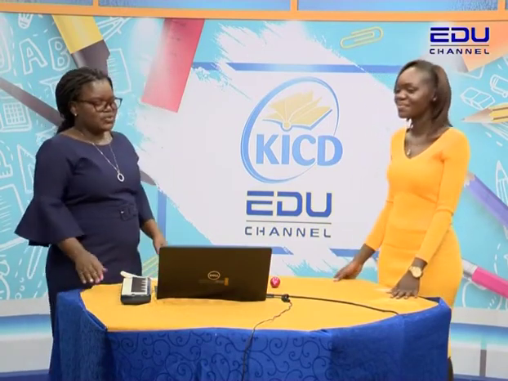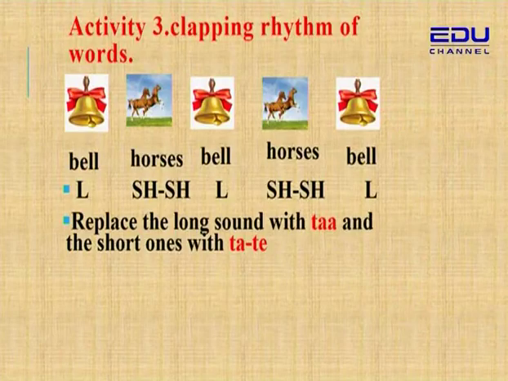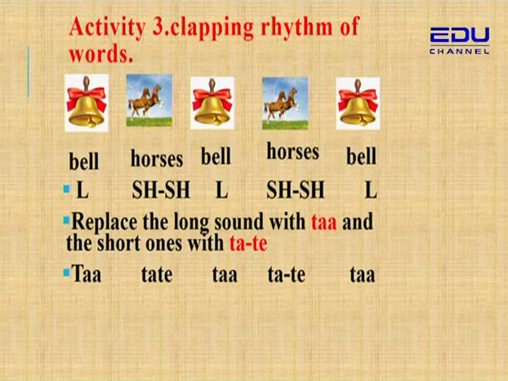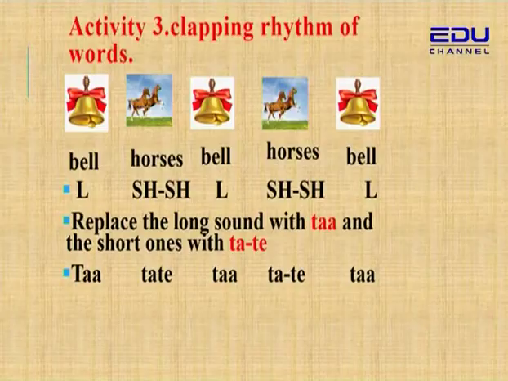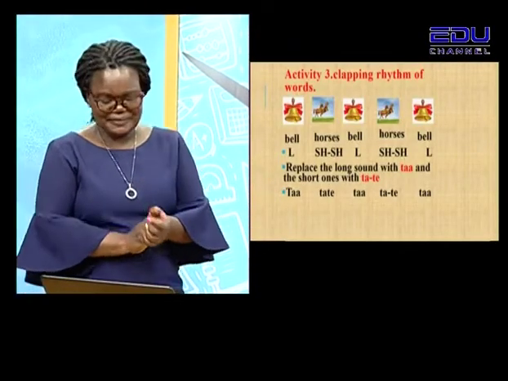Now, wow. You can replace the long sound with ta and the short sound with te, just the way we have done. Now you've made it easy. The long sound is what we call ta in French name, and the short sound is te. Is that clear? Lana, can you do one more time? Ta, te ta, te ta. Okay, so we continue.